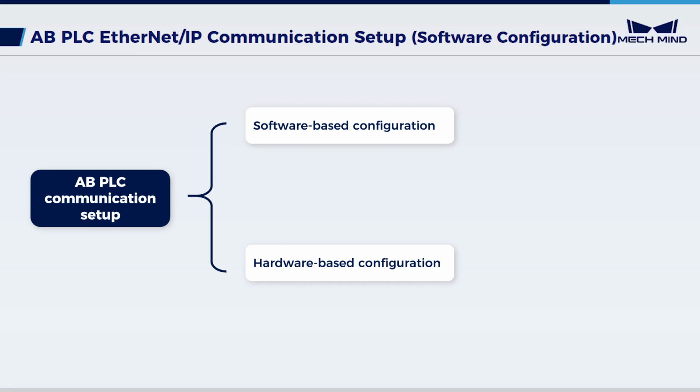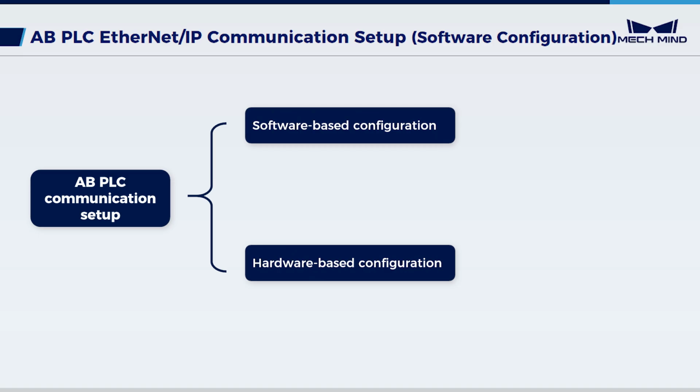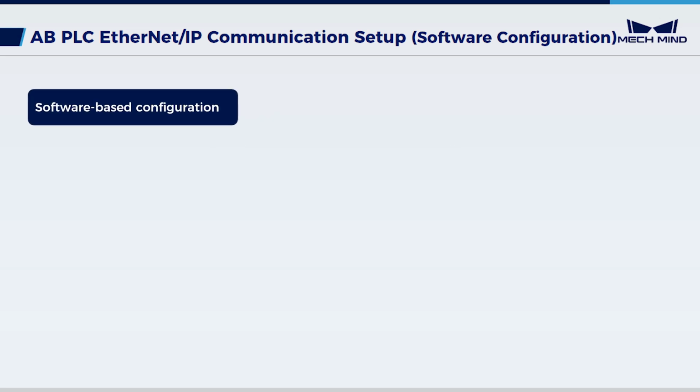Ethernet IP communication between an AB PLC and the Mech-Mind vision system can be implemented in two ways. Choose one that best fits your project requirements. This video demonstrates the software-based configuration.